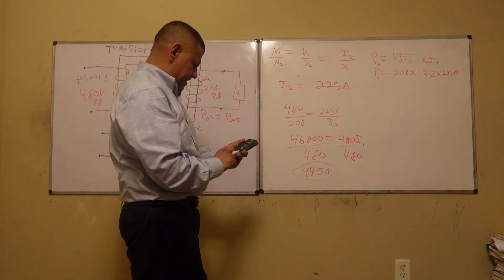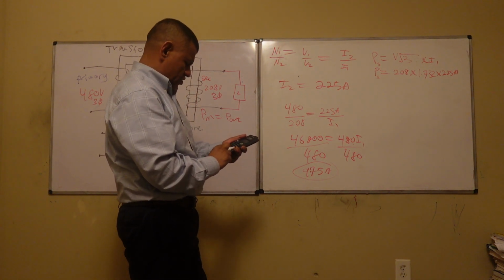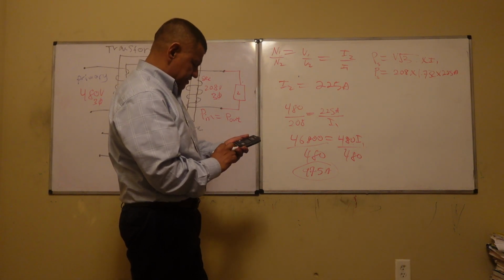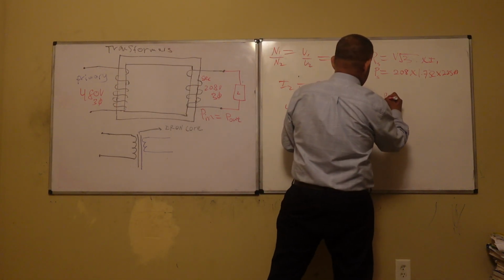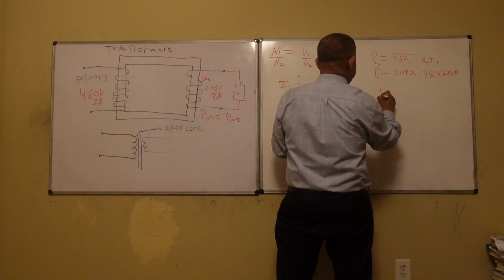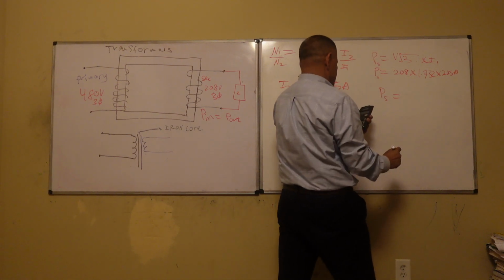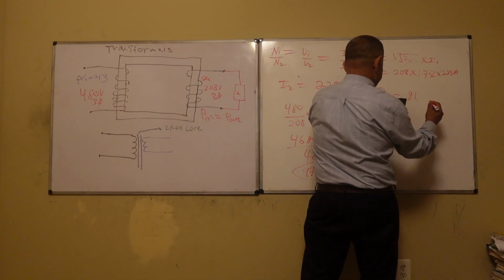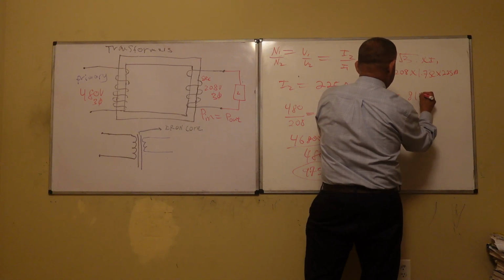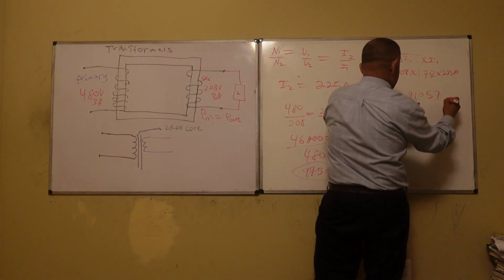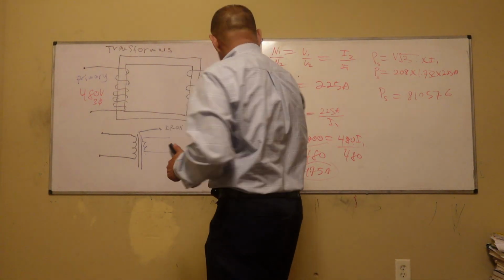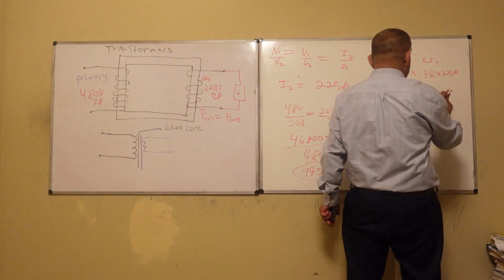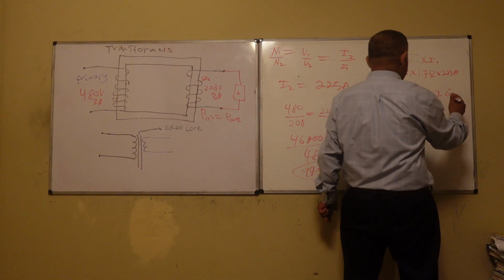So 208 times 1.732 times 225 is equal to, so power right here is equal to PS. PS is equal to 81,057.6, and this is VA.